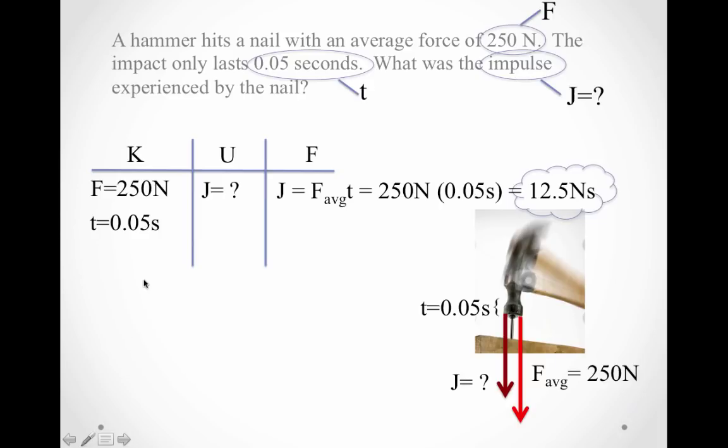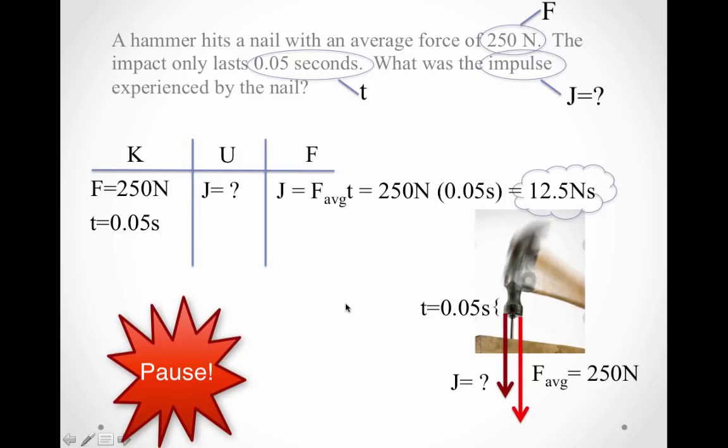So if we look at that, we get our knowns. Our force is 250 newtons, and our time is 0.05 seconds. We put those into our illustration here. We label an interval of time. It's hard to draw that over such a short period, so I just put a bracket there. And then for our average force, I draw a big force vector here and label it. Then our unknown of impulse, we label that down in our KUF chart. We look at our formula, J equals the average force times the time. So we simply multiply 250 newtons by 0.05 seconds, and we get an impulse of 12.5 newton seconds.